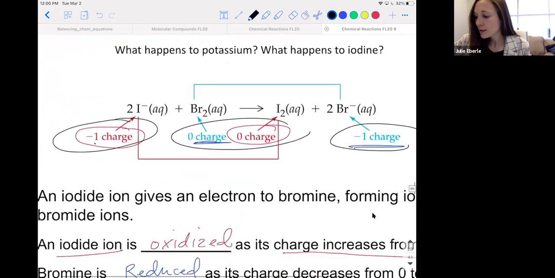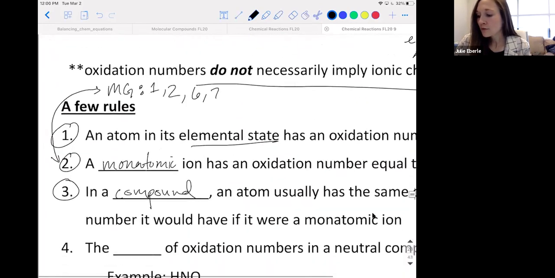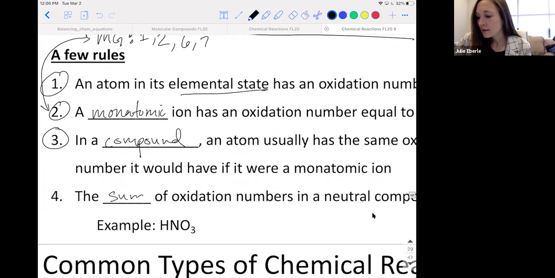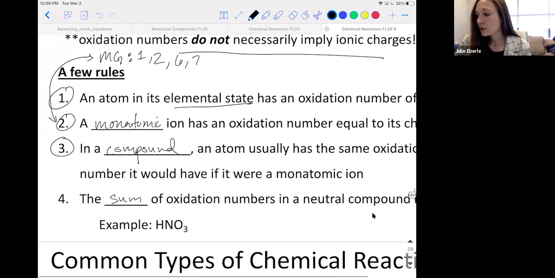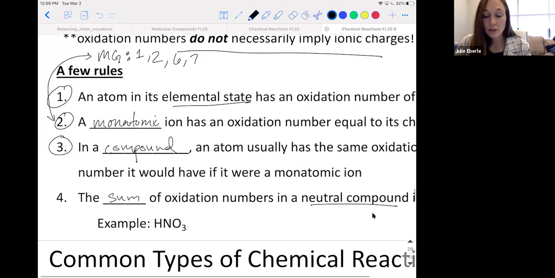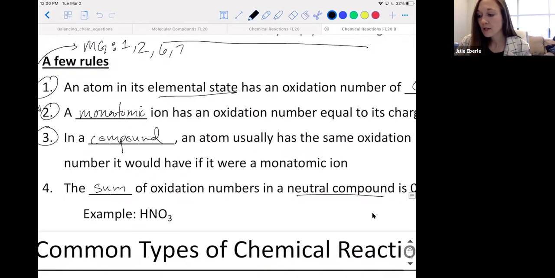So that's what rule 3 is getting at. Rule number 4 says the sum of oxidation numbers in a neutral compound. Remember, all ionic compounds, when you put the cations and the anions together, are neutral overall. All the charges add up to 0, and it's the same with oxidation numbers. The sum of oxidation numbers adds up to 0.